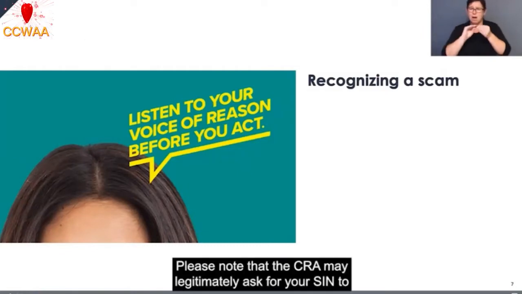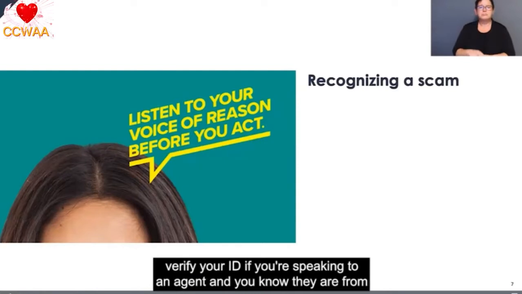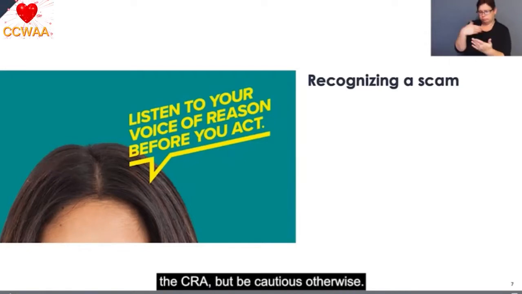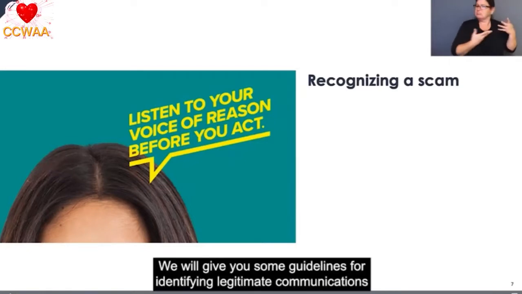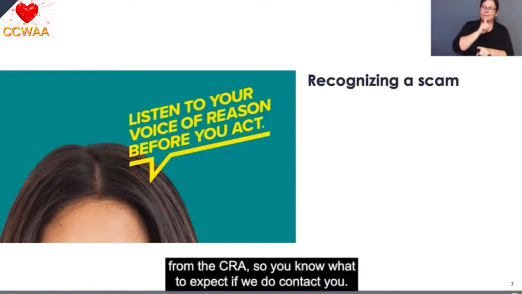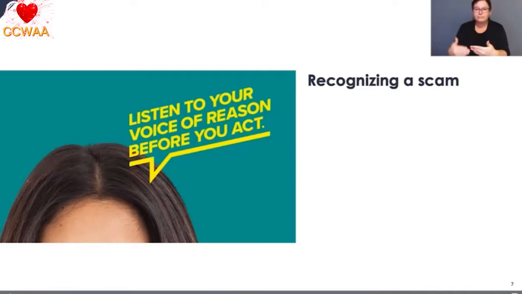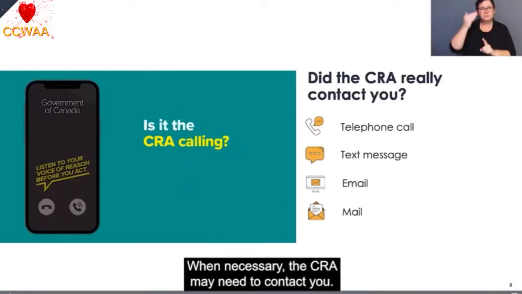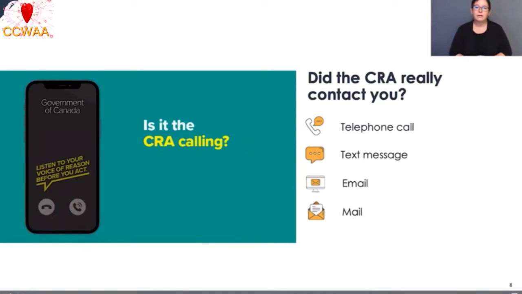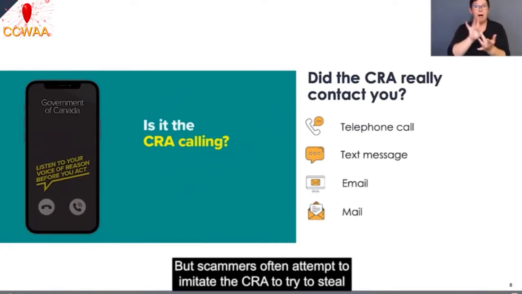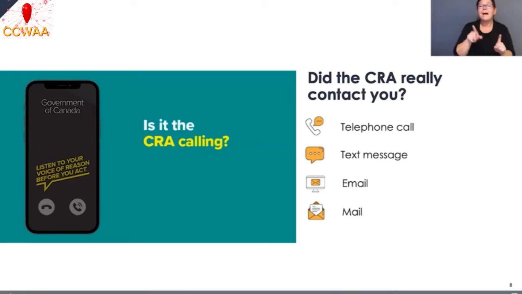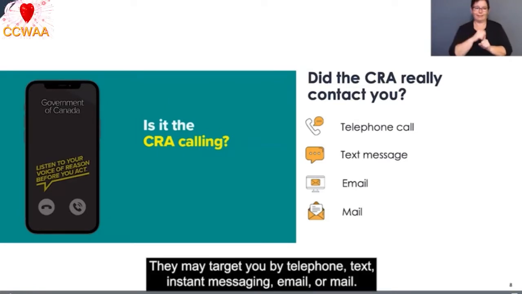Please note that the CRA may legitimately ask for your SIN to verify your ID if you're speaking to an agent and you know they're from the CRA, but be cautious otherwise. We will give you some guidelines for identifying legitimate communications from the CRA, so you know what to expect if we do contact you. When necessary, the CRA may need to contact you, but scammers often attempt to imitate the CRA to try to steal your personal information. They may target you by telephone, text, instant messaging, email, or mail.